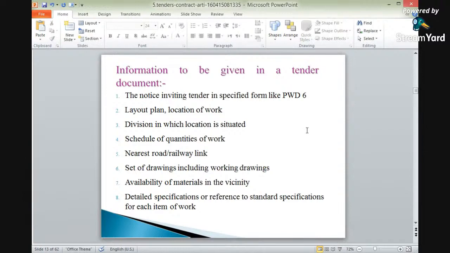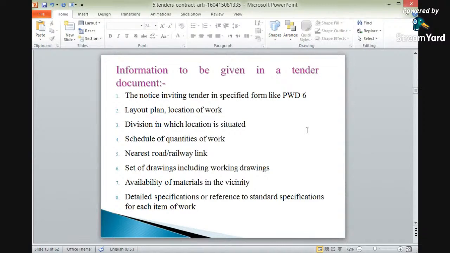Next is the division in which the location is situated, in which division the work is to be carried out. It is to be mentioned. Again, the schedule of quantities of work, whether it is in meter cube or meter square, or what the different schedules of quantities are. Okay. Again, the nearest road or railway link, whether it is connected to a road or to a railway. So it is to be taken care of in this case for the tender documents.